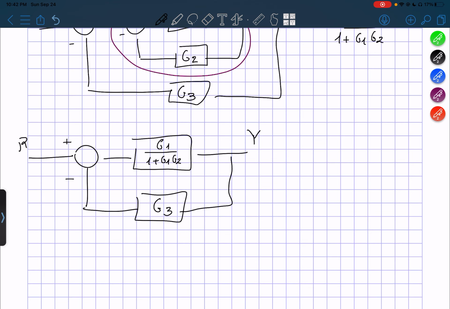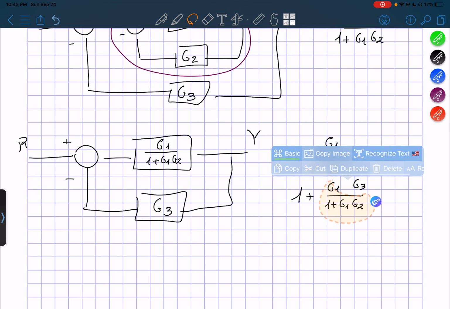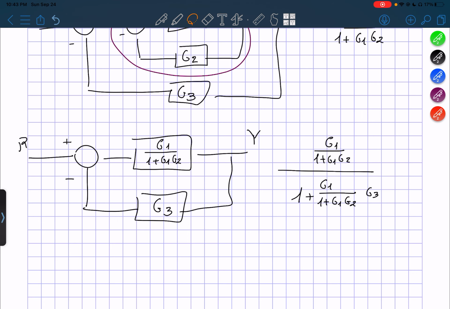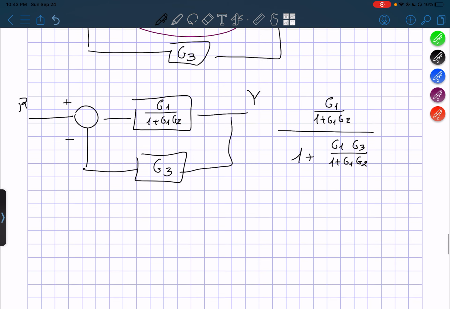We then obtain G1 over 1 plus G1, G2, all over 1 plus G1, G3 over 1 plus G1, G2. Okay, because of course it will be broken down like this. Right, because this one is the top, then we have the bottom G3 right here. Okay, but I just brought it into the denominator. Doesn't matter. And of course we can simplify this. I'm going to show you step by step.